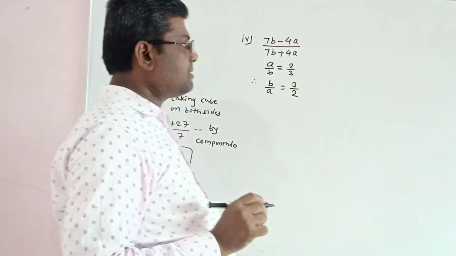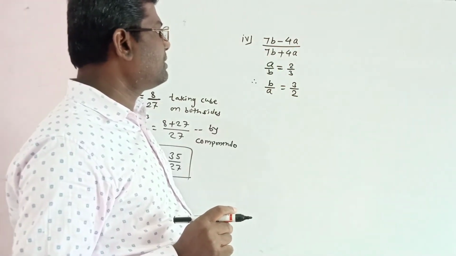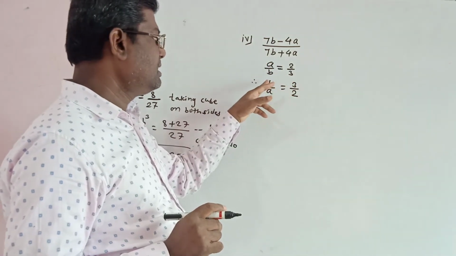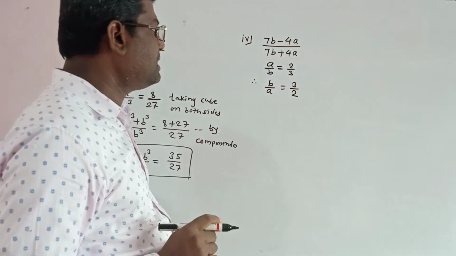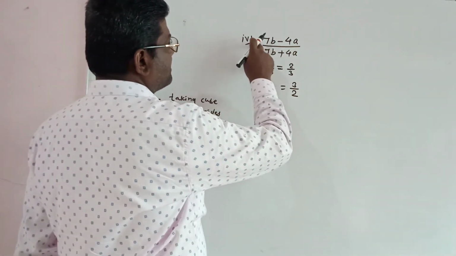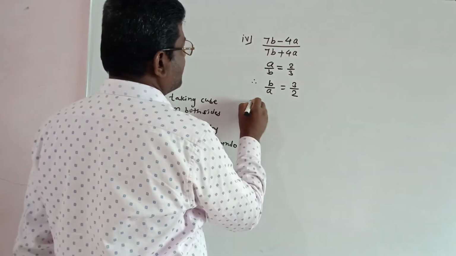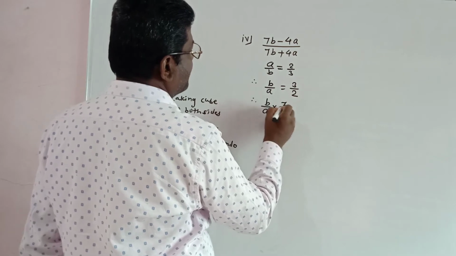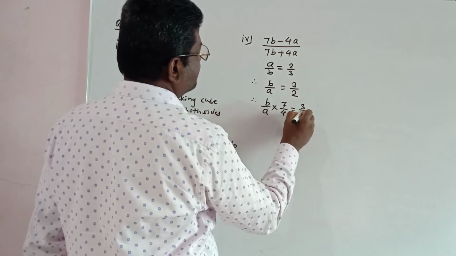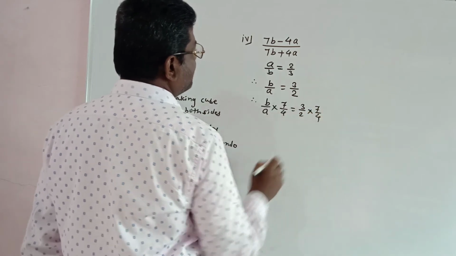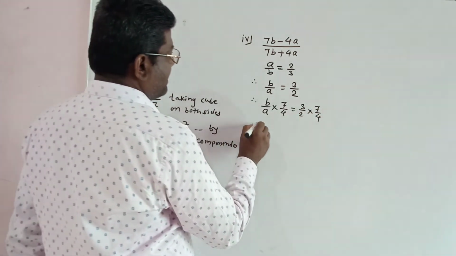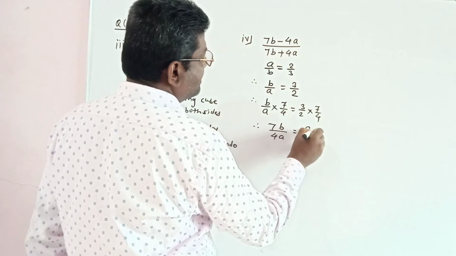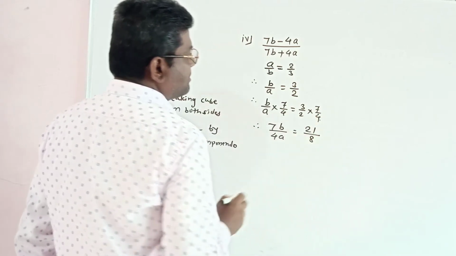Now example number 4, 7B minus 4A upon 7B plus 4A. We have given A upon B is equal to 2 upon 3. Therefore, B upon A is equal to 3 upon 2. Here the coefficient of B is 7 and the coefficient of A is 4. Therefore, we have to multiply this B upon A by 7 upon 4: 3 upon 2 into 7 upon 4. Therefore, it will be 7B upon 4A is equal to 7 3s are 21, 4 2s are 8, 21 upon 8.